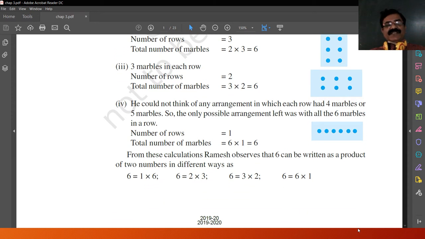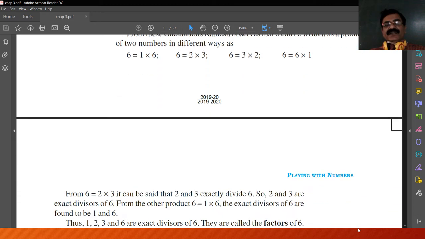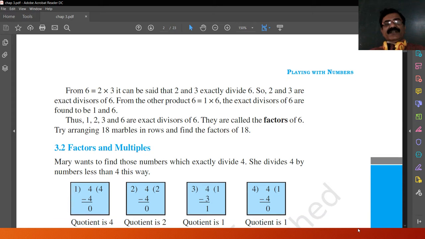So we can write 6 is equal to 1 into 6, 6 is equal to 2 into 3, 6 is equal to 3 into 2, and 6 is equal to 6 into 1. These are the ways by which we can write. So we find that 1, 2, 3 and 6 are exact divisors of 6, so they are called the factors of 6. So we can find the factors of numbers by dividing.